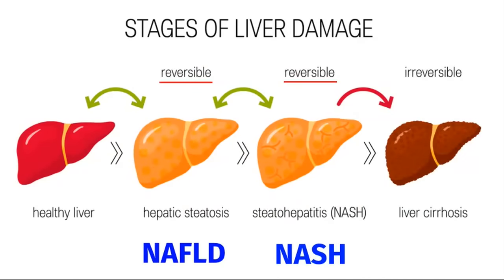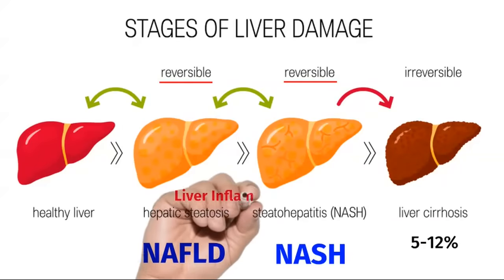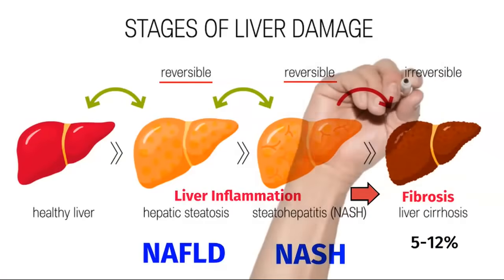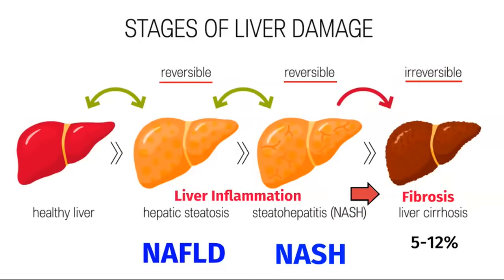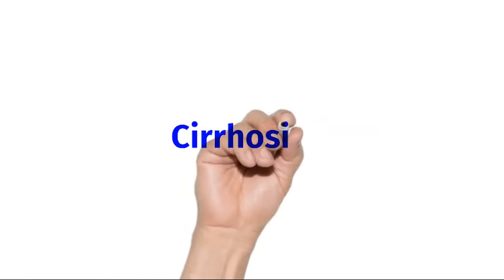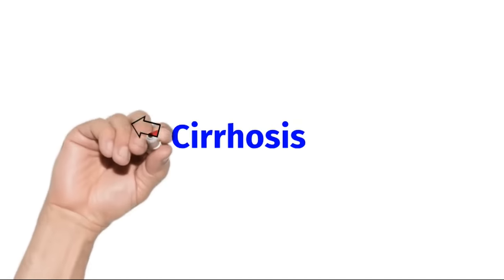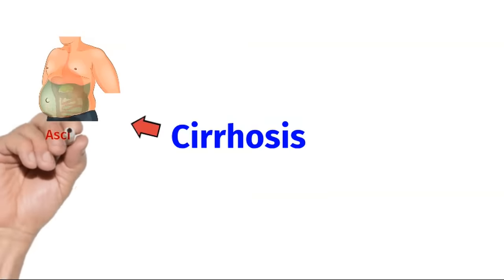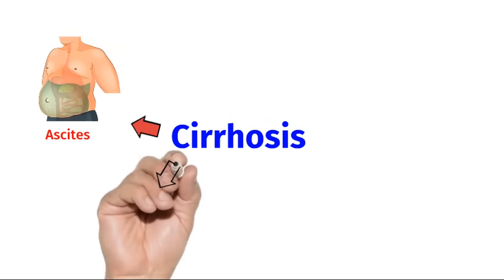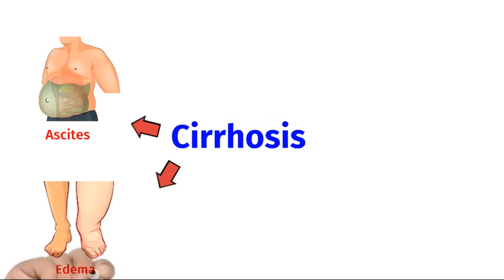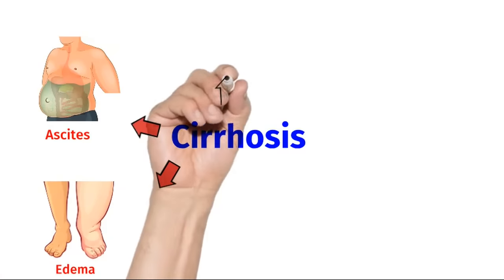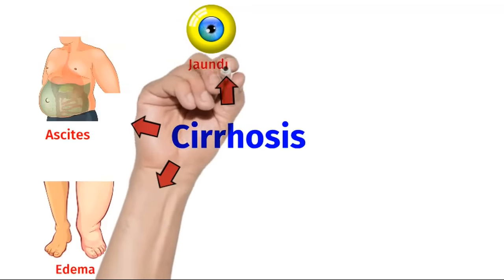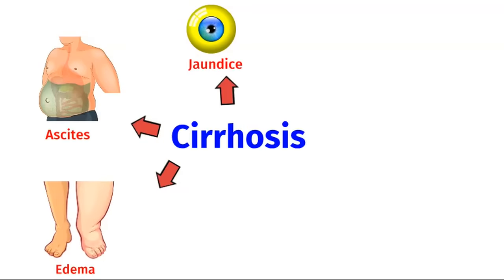It's important we reverse this inflammation while we can, because 5 to 12% of patients with fatty liver disease progress to fibrosis and scarring of the liver, which is irreversible and known as cirrhosis. You definitely want to avoid cirrhosis, which is end-stage liver disease where your liver can't perform its normal functions. This causes symptoms like ascites, which is fluid buildup in the abdomen, and edema, which is fluid accumulation in the legs.